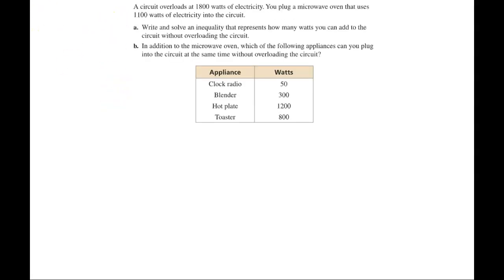All right, so example 3 says a circuit overloads at 1,800 watts of electricity. You plug a microwave oven that uses 1,100 watts of electricity into a circuit. We have 2 parts. We need to write and solve an inequality that represents how many watts you can add to the circuit without overloading it. And then you need to determine, in addition to the microwave, which of the following appliances you can plug into the circuit at the same time without overloading the circuit.